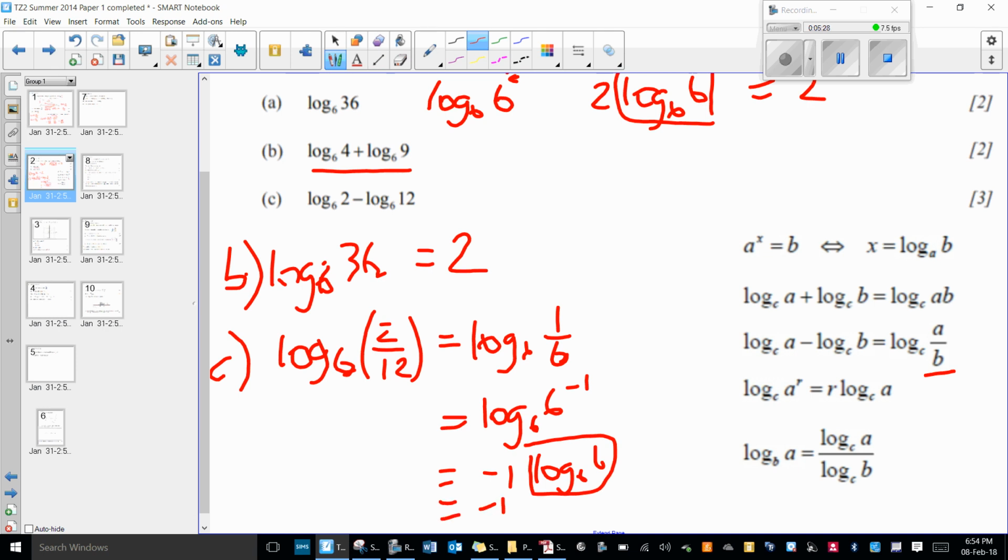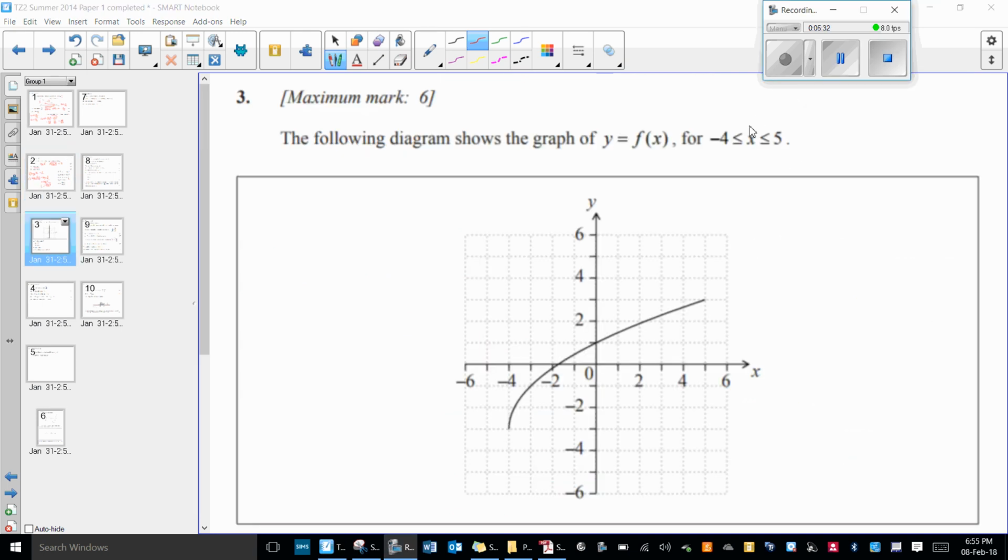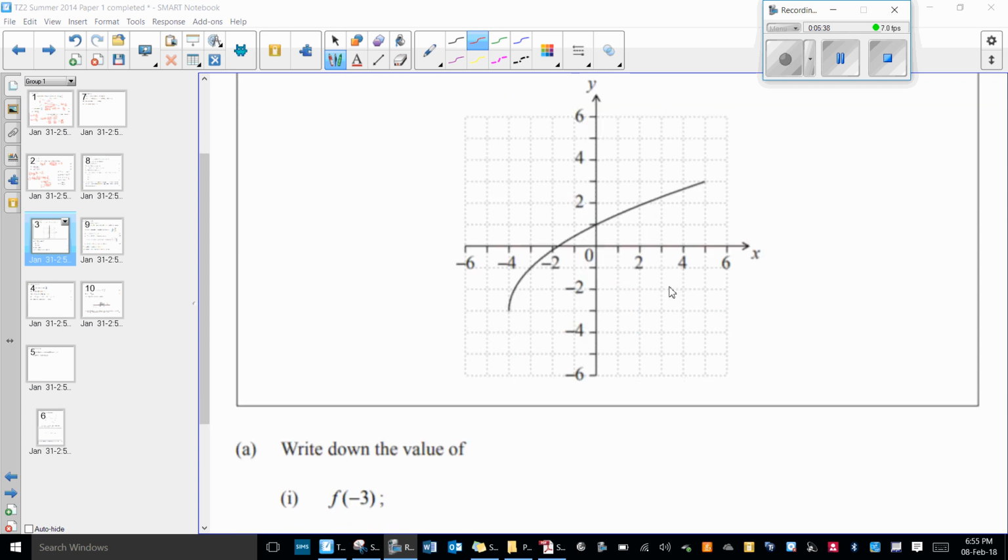Alright, so we've got a general function between negative 4 and 5. Write down the value of f of minus 3. So that means that the value of x is negative 3. So we find where x is negative 3 on the graph, and that's obviously at negative 1.